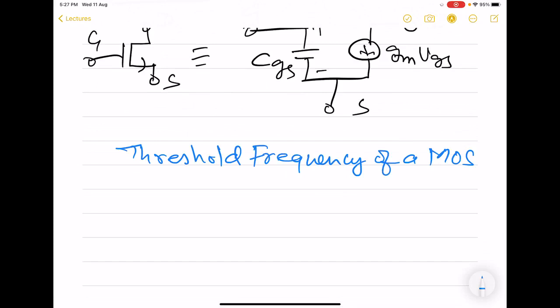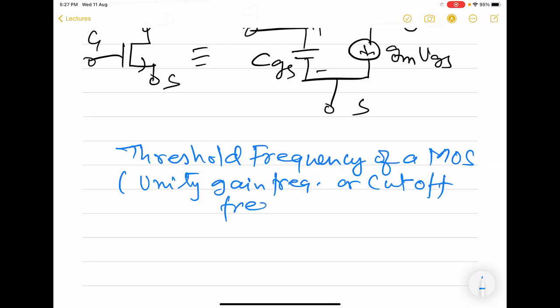And this is also called unity gain frequency or cutoff frequency. It is designated either by omega t or by ft. This can be found in the data sheet of any transistor. And it is this naming, unity gain frequency, which is used to define or calculate the expression for omega t.